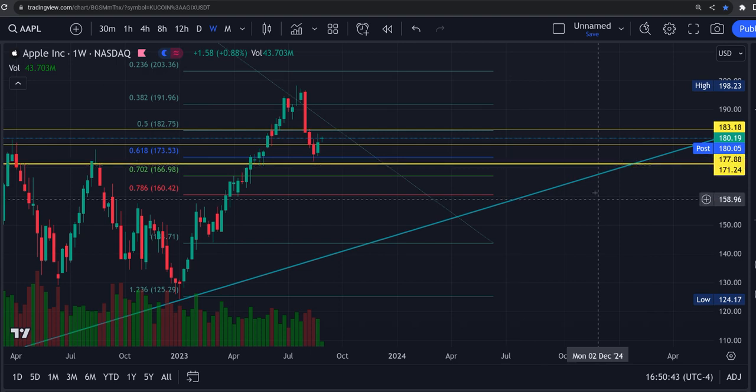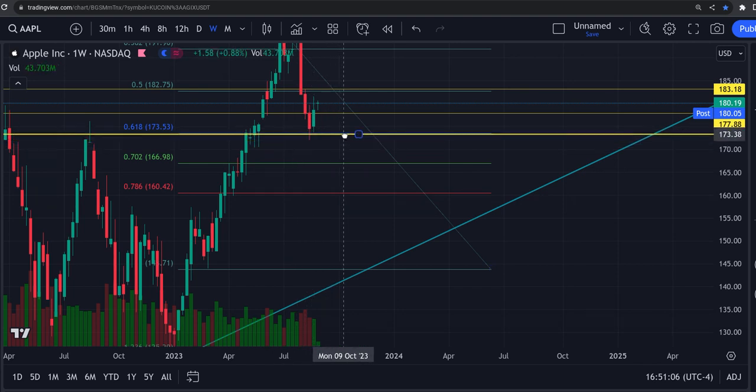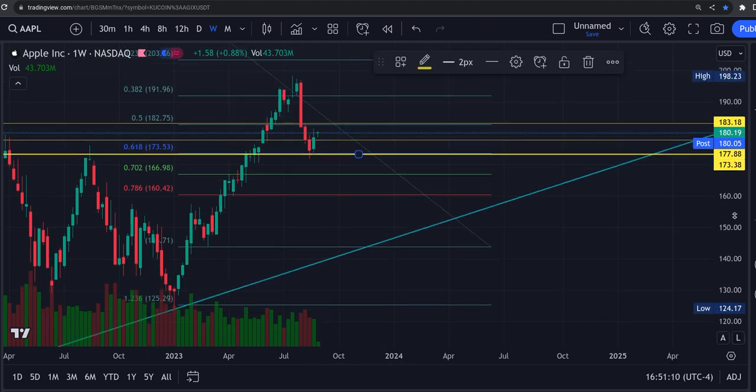171.24 we had a target at. Okay, this came down to 172.14. So we missed it by 90 cents or something like that. All right, but if you would have been looking for just the 618 to get in, that's where we should have had our line. I don't know why I had it down here, but it should have been at the 618 right there. Okay, so nailed. Oh, I know why.